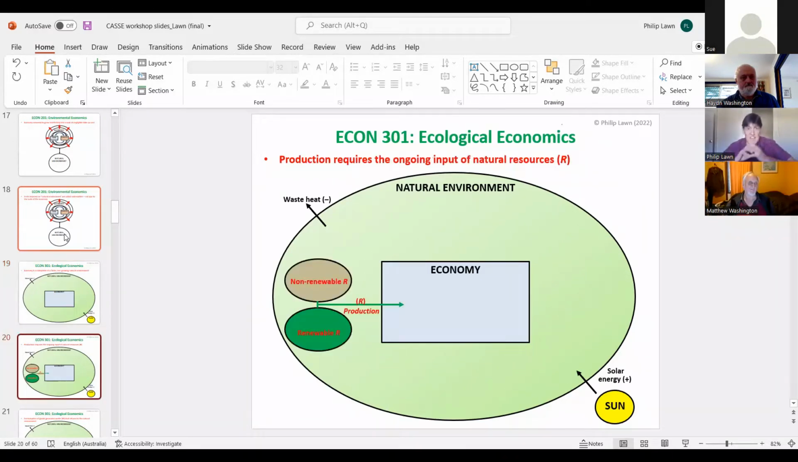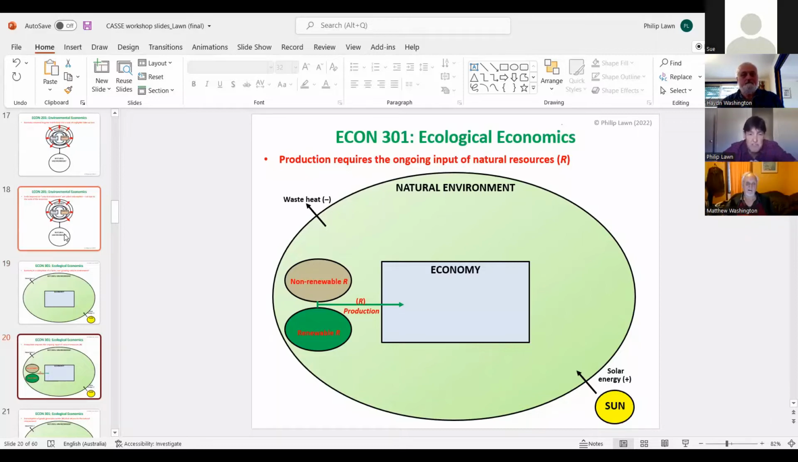And a way to do that is to consider what's really going on here. Ecological economists recognize that in order for the economy to be maintained, which is made up of physical goods and human beings, so the population of human beings is also something that defines the scale or the size of the economy, we have production of new goods, which are added to the existing stock of goods. And of course, for production to occur, that requires the ongoing input of natural resources, which we might call R.